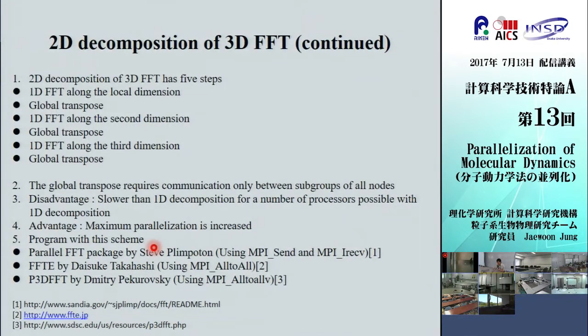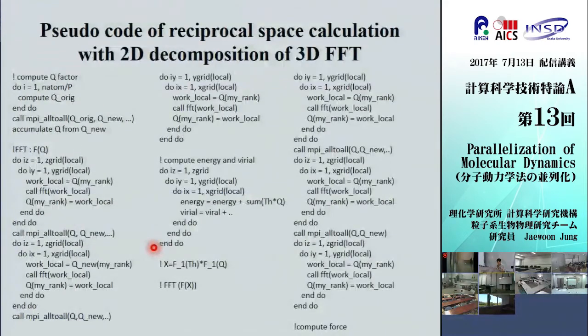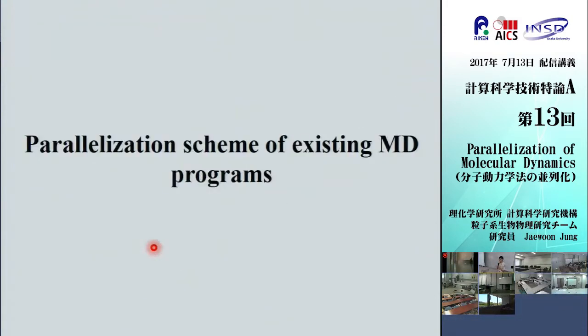This is the pseudocode of this reciprocal space calculation with 2D decomposition of FFT. I think I'll just skip this part, but if you are interested in how to do it, then you can just check this pseudocode. So now I have explained the parallelization of real space and the parallelization of reciprocal space. Now I'll explain the parallelization scheme of existing MD programs.